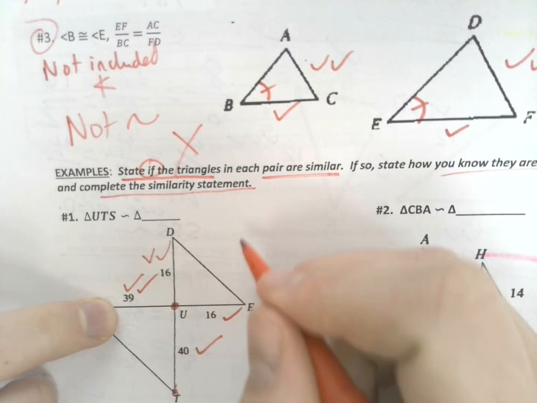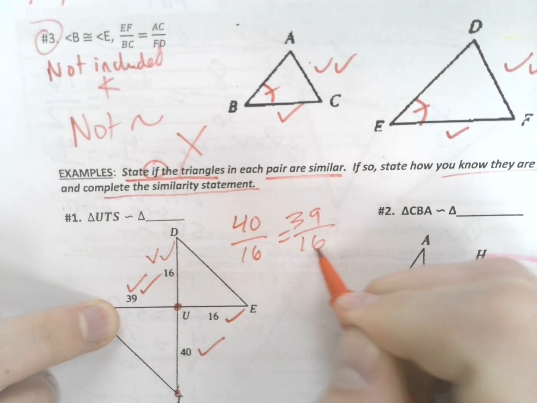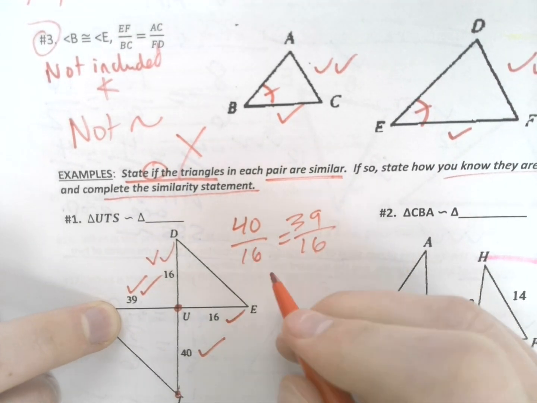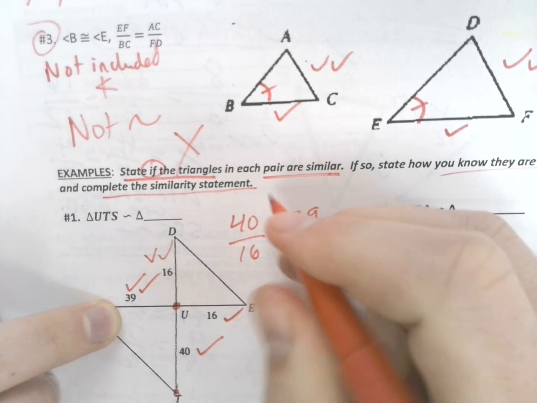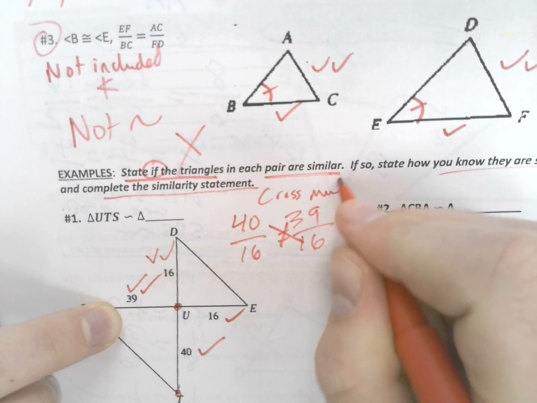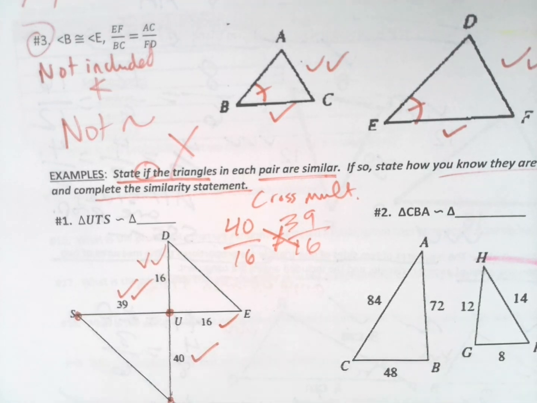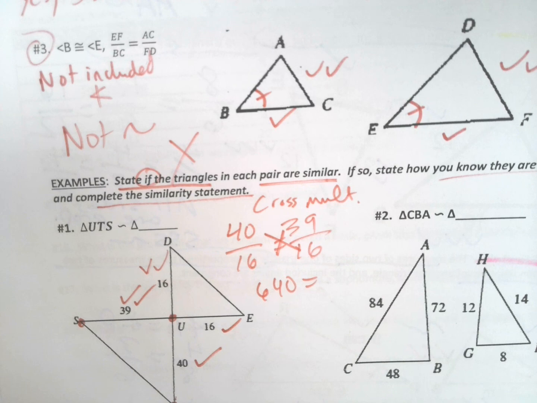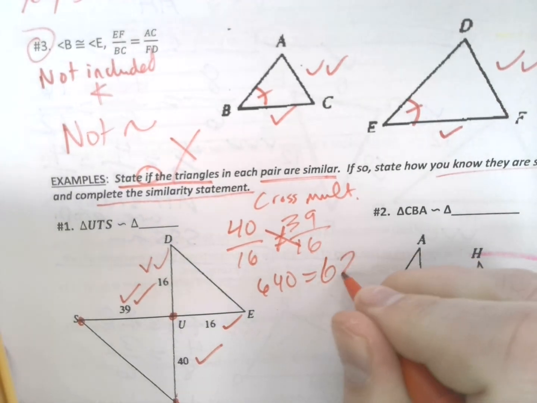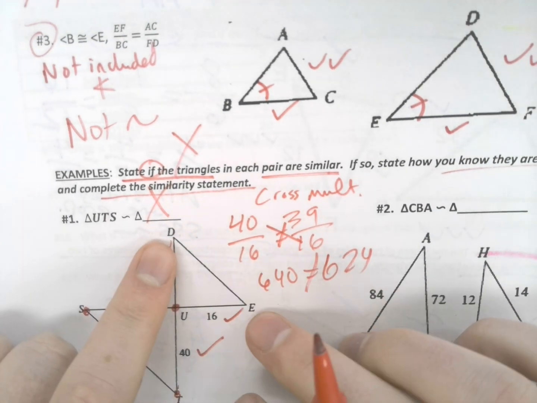Okay. So let's see if these are proportional, because we need two sides to at least be proportional. So we've got 40 over 16, and we've got 39 over 16. So 40 over 16, that reduces down to, actually, instead of doing it that way, why don't we cross multiply? That'd probably be quicker. So we cross multiply, and we need these to come out to be the same. So 40 times 16 is 640 equals 16 times 39. I don't think this is going to work. Nope. So guess what? These are not similar.